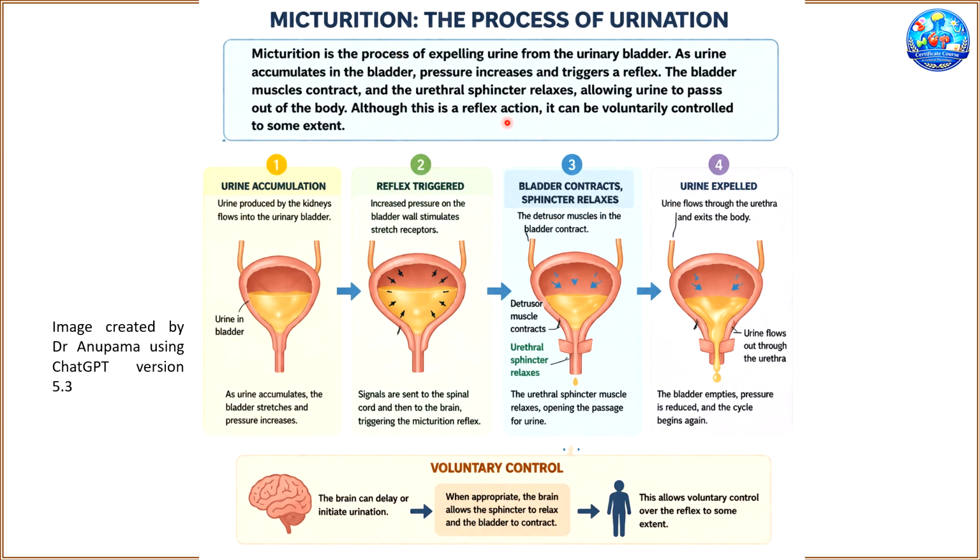Coming to what is micturition. Micturition is nothing but the process of urination. It is a process where urine is expelled from the urinary bladder. As the kidneys produce urine, it travels to the urinary bladder and the bladder starts accumulating it. Once it accumulates, the bladder stretches and a pressure starts getting exerted.